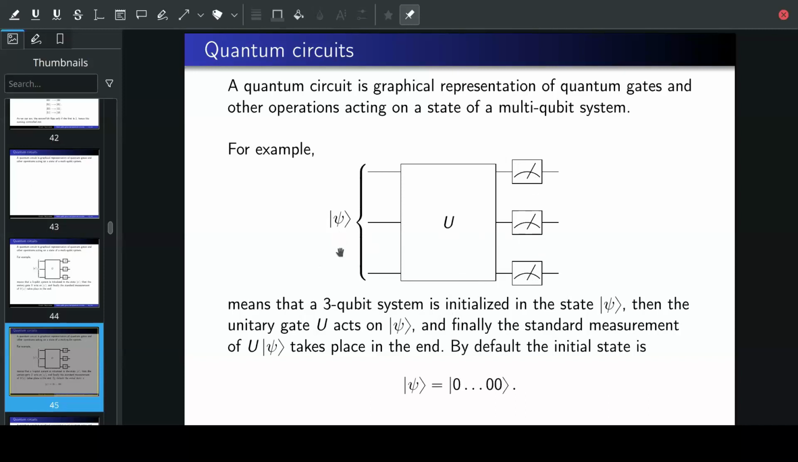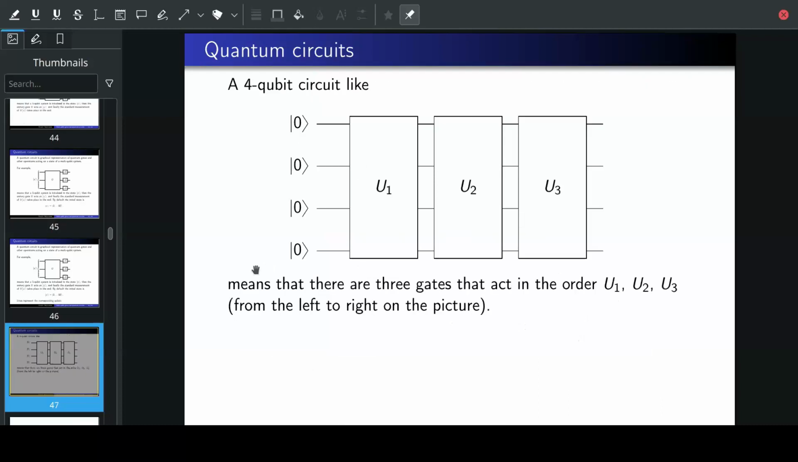Also, usually by default, we think that the initial state is just a ket zeros vector. So another example, consider this 4-qubit system. Okay, the initial state is ket zeros, and then what we do is we apply the unitary operation U1, then U2, and then U3 in this order.